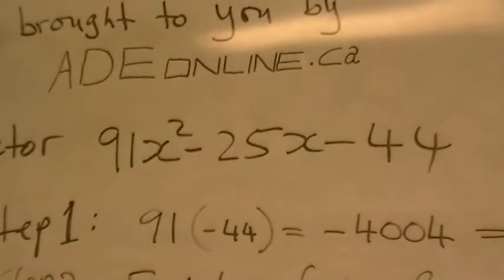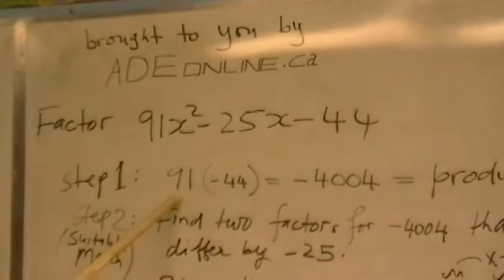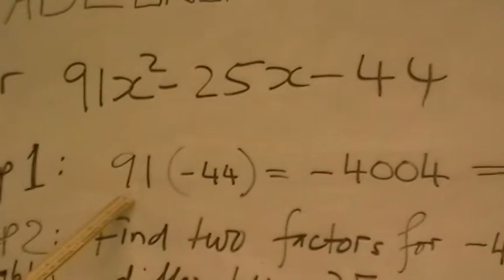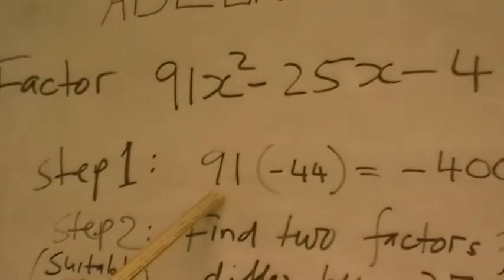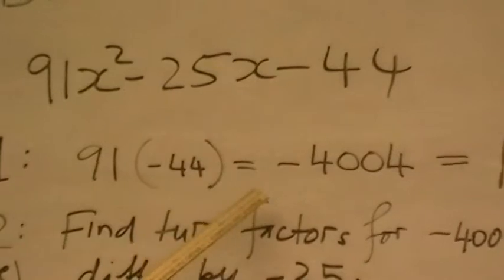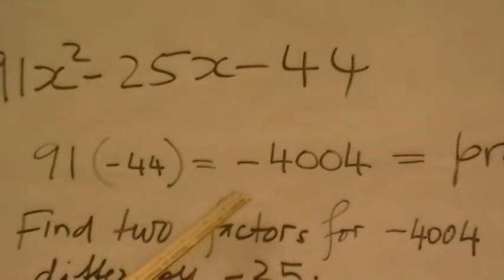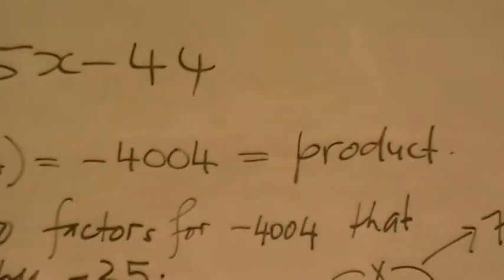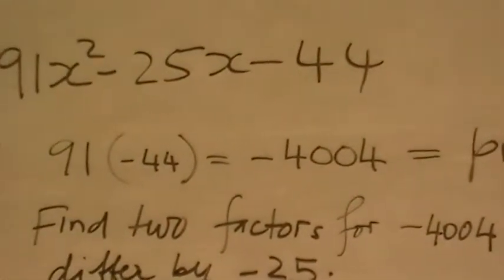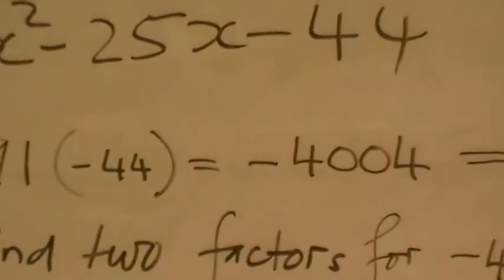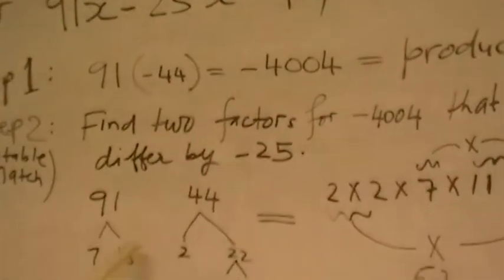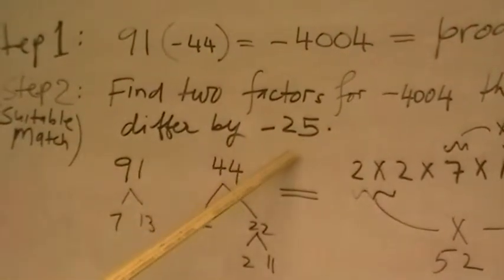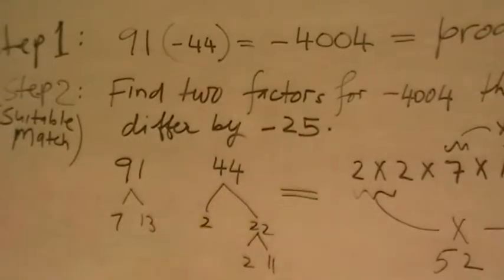And step one will naturally be multiplication of the leading coefficient by the final term. In this particular case, 91 by negative 44. The product is negative 4004. Now, the daunting problem becomes: what two numbers have the product of negative 4004 and at the same time, looking at the middle term, will give you a difference of negative 25? Even with the use of calculators, it will not be a simple problem.